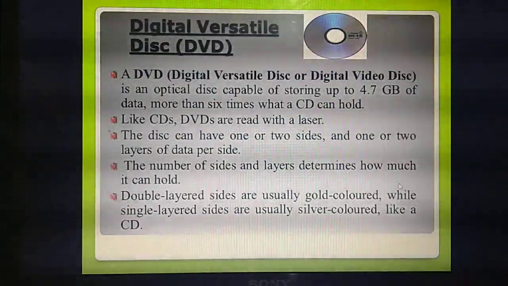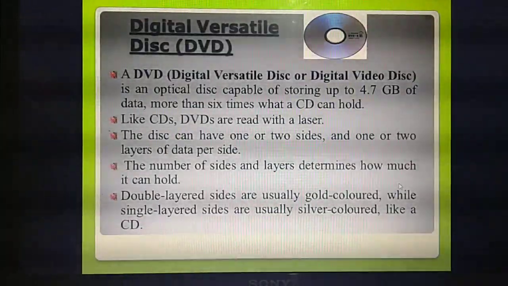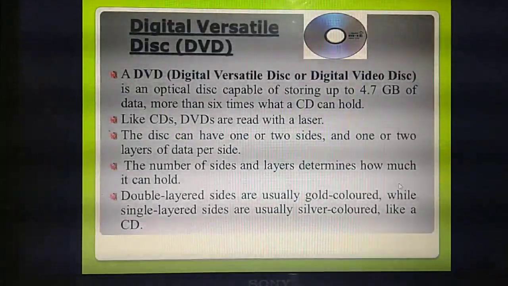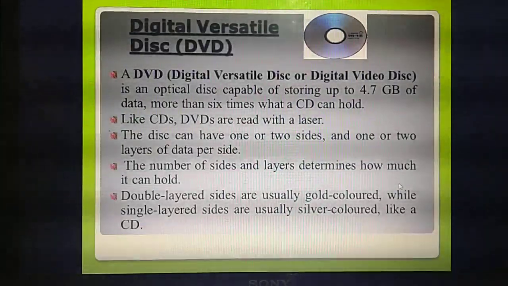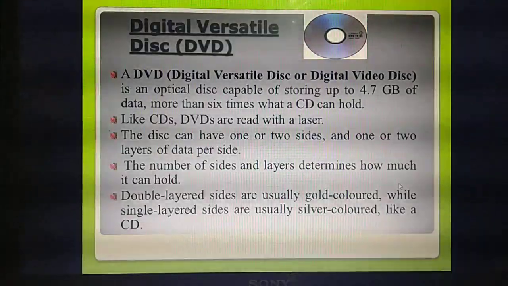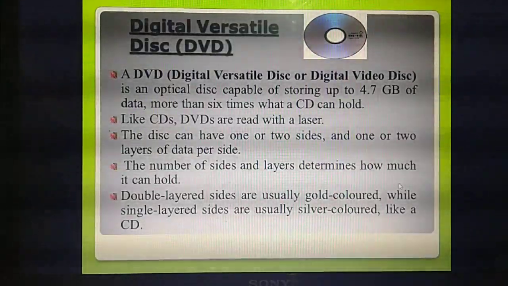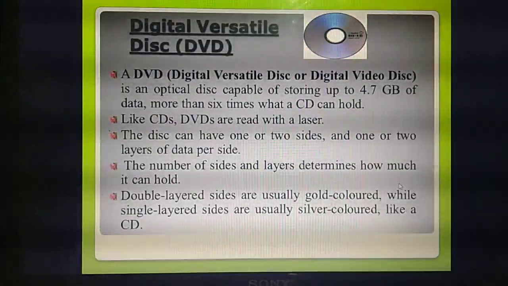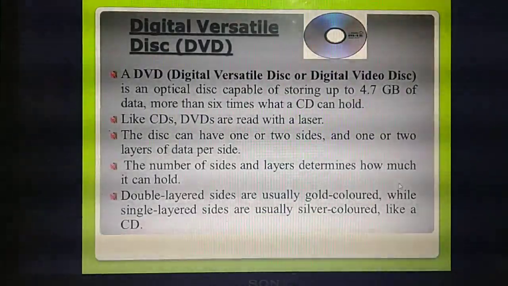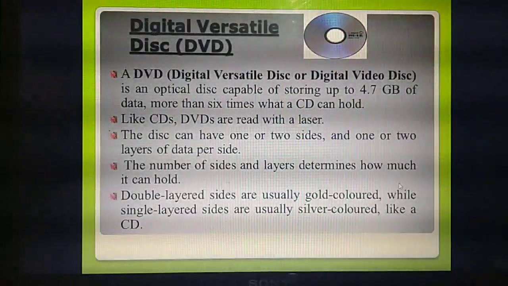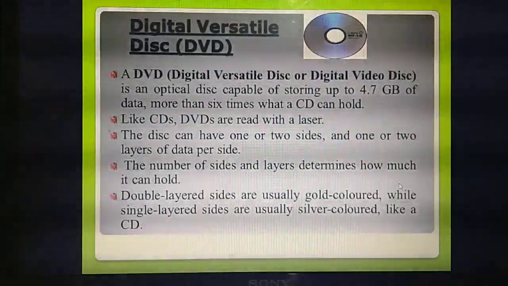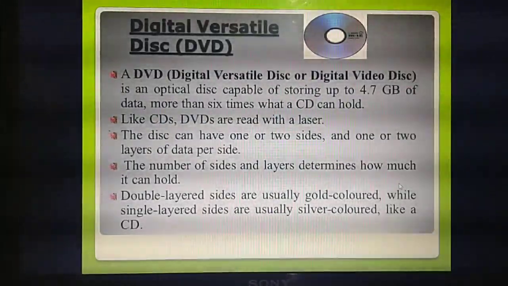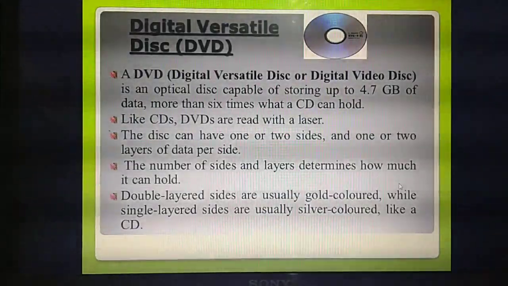How can you identify whether the DVD is double layered? The DVD looks golden in color. If the DVD is a double layer DVD, which color does it look? Golden color. But if the DVD is a single layer DVD, which color does it usually look? Silver color, normally like a CD. Understand? So what things have you studied?